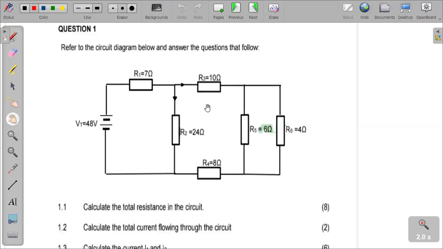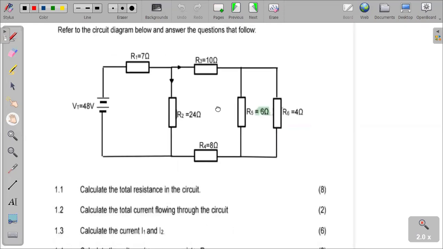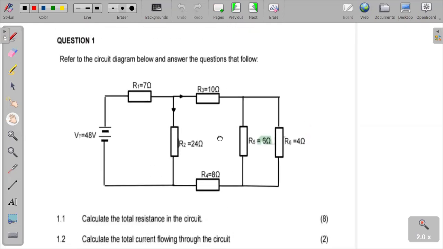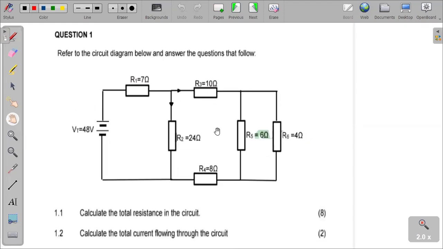The second question we have here says, refer to the second diagram below and answer the questions that follow. Of course, it's saying calculate the total resistance in the circuit. Again, I want to say, how do you approach a circuit like this?